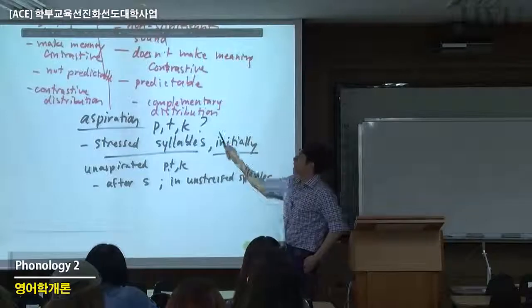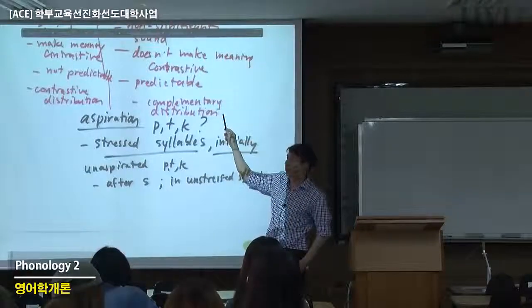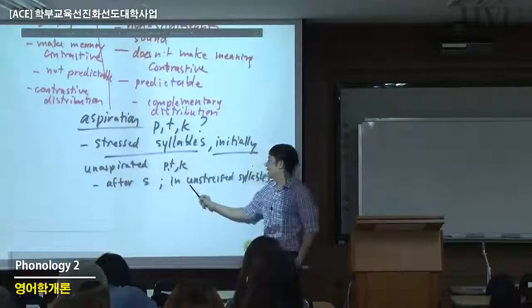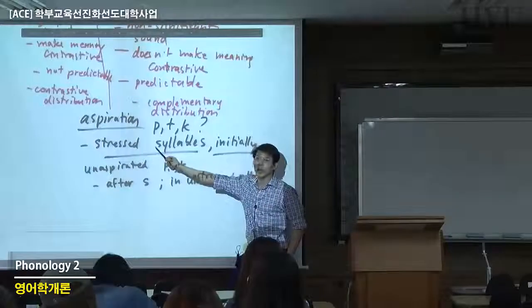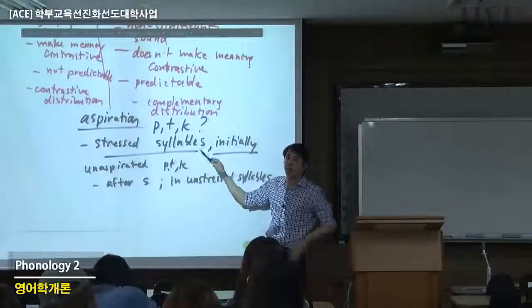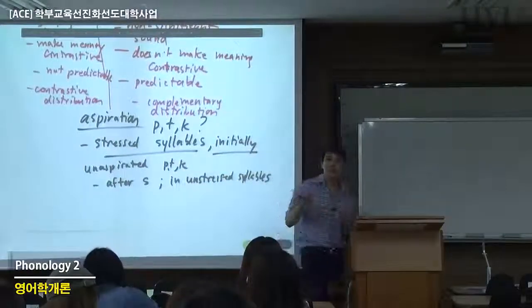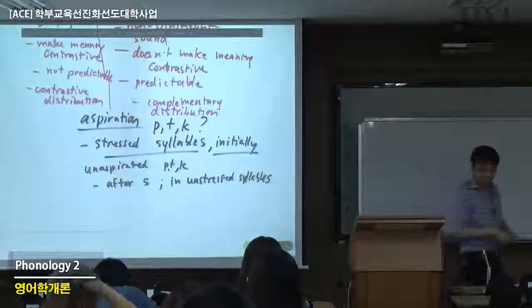And we call this complementary distribution because not the same, right? After S and in unstressed syllables, they're not the same as the stressed syllables. But all of them together, they complete, complementary. The distribution is complete, okay?